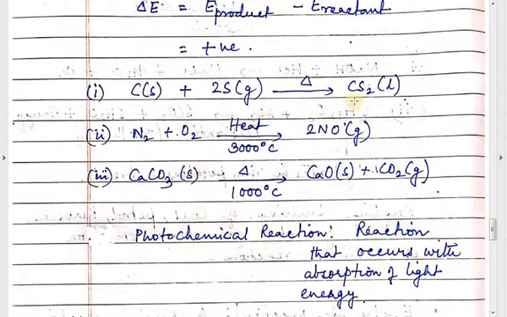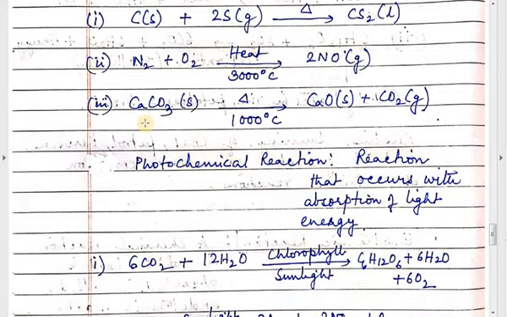There is a formation of liquid carbon disulfide when carbon, which is solid, is heated with sulfur gas, or sulfur gas is passed over carbon. Similarly, when nitrogen and oxygen are heated at about 3000 degrees Celsius, we get nitric oxide. This is an endothermic reaction. Another one: calcium carbonate is heated at about 1000 degrees Celsius to give calcium oxide and carbon dioxide. This is also an endothermic reaction.